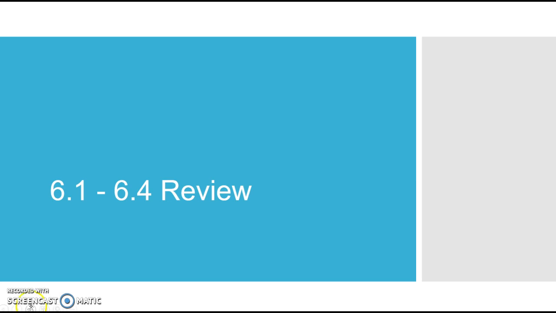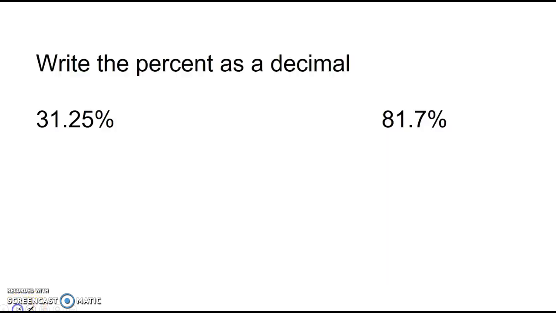Our first slide says for us to write the percent as a decimal. So when we're taking a percent and writing it as a decimal, we move our decimal place twice to the left. So our first problem here, this 31 and 25 hundredths of a percent, we're going to take that decimal and we're going to move it twice to the left. So our answer, 0, and we've got 3125. That's our answer as a decimal.